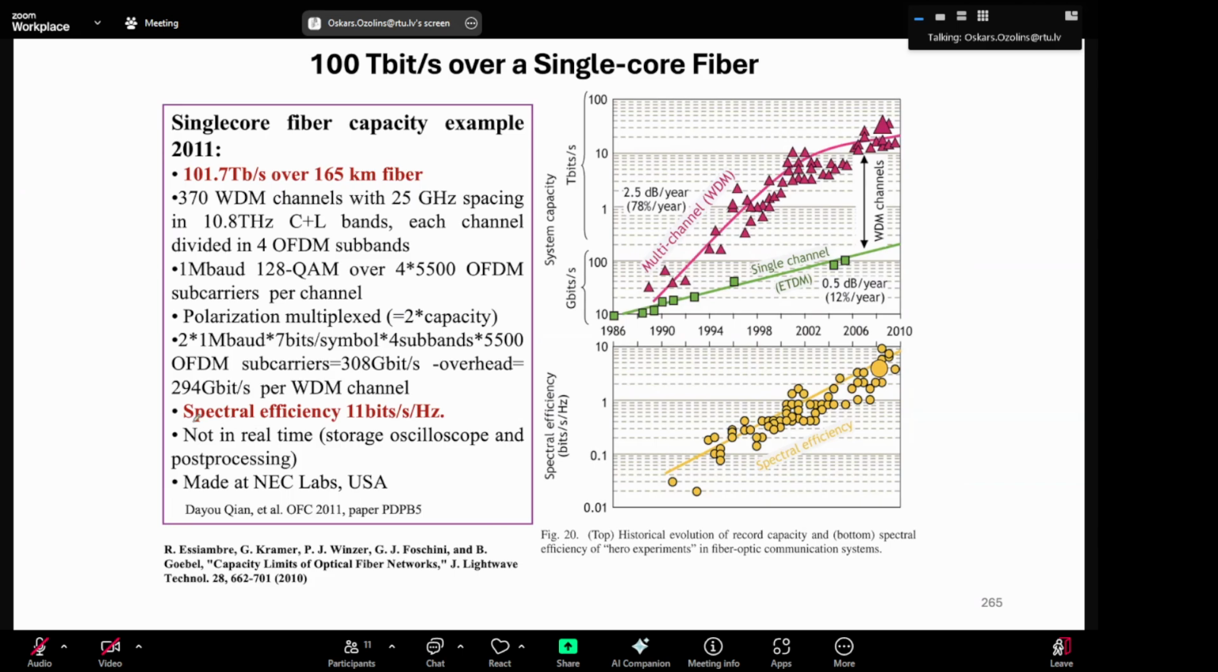So you get a spectral efficiency of 11 bits per hertz. But it was not done in real time. It was a post-deadline paper from OFC 2011. This spectral efficiency has been increased over the years and is still being increased, along with capacity from WDM channels. But there is another trend, called SDM, spatial division multiplexing, which gives another dimension. I probably should have updated this graph with newer information.